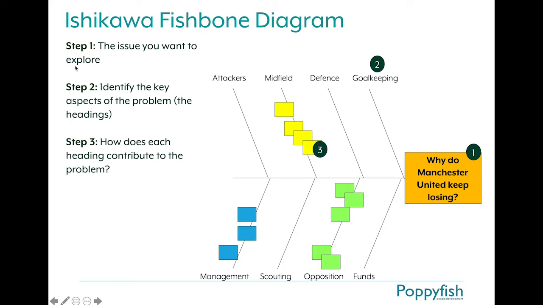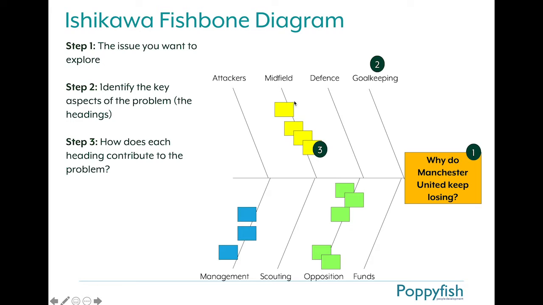So the Ishikawa fishbone diagram, to give it its full title, is useful to explore issues and identify aspects of a problem, very commonly used in problem solving, and we can use it to understand how things contribute to the greater picture. So for instance, here we have, why do Manchester United keep losing? And around the edges we have the key aspects of football as we define them: goalkeeping, defence, midfield, attack, management, scouting, opposition and funds. And simply all we do is place our data, either formally constructed as part of the exercise or perhaps gathered through a brain dump before the exercise, and we map that data onto the skeleton.